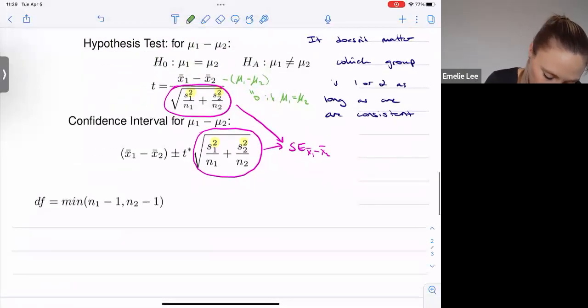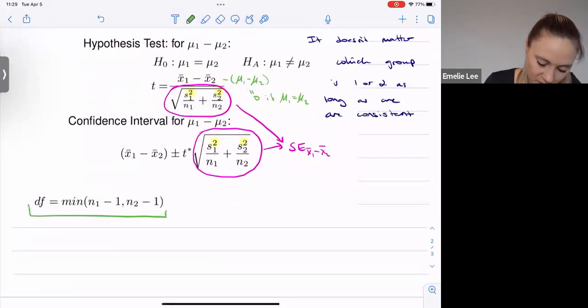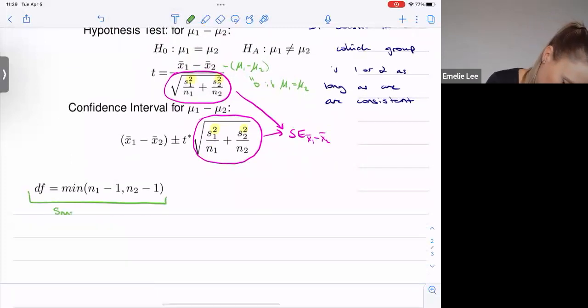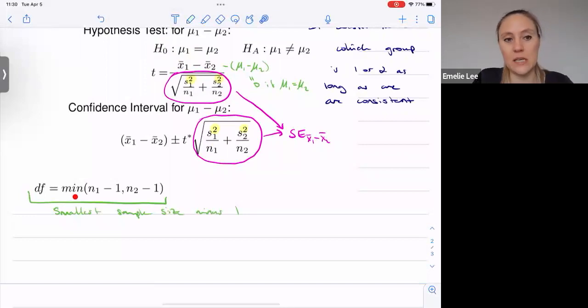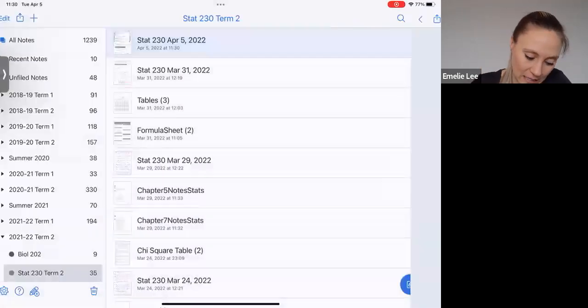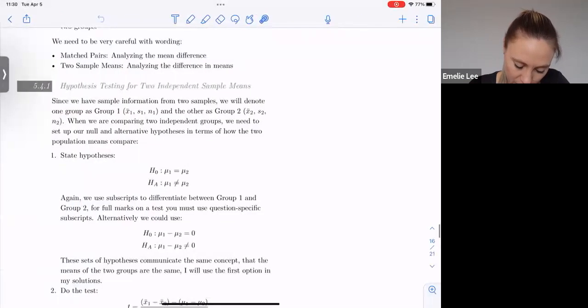So here, this really just says, take the smallest sample size minus 1. What you'll find eventually is this is a quicker way to write that than with words. If you take the minimum of n1 minus 1 and n2 minus 1, the result is the smallest sample size minus 1.